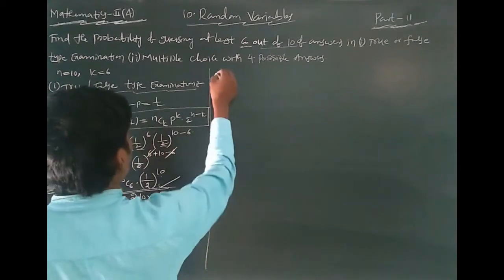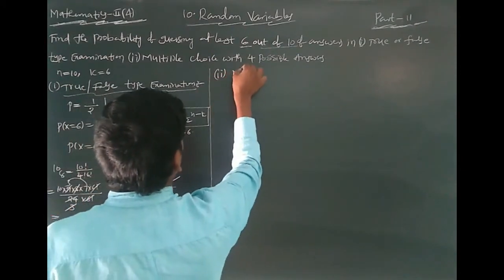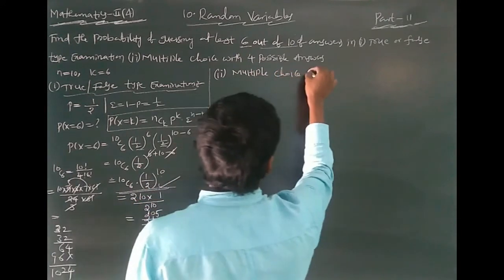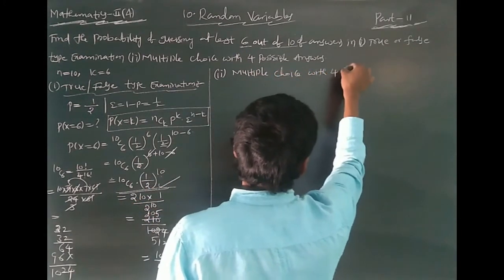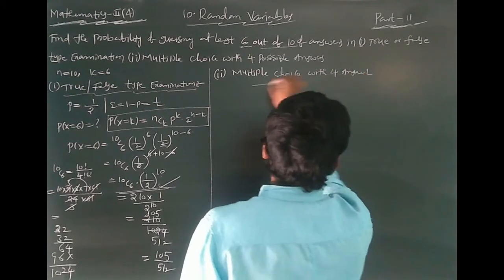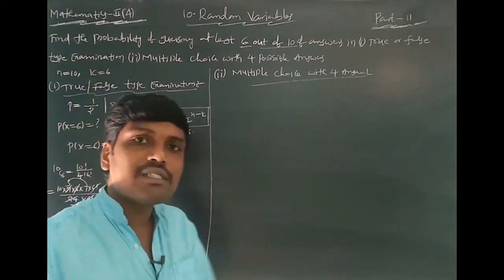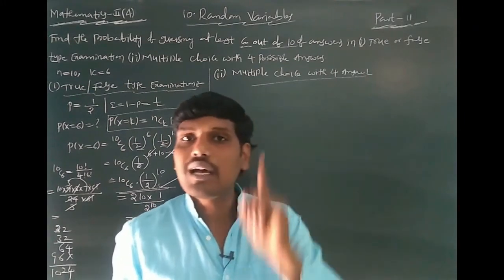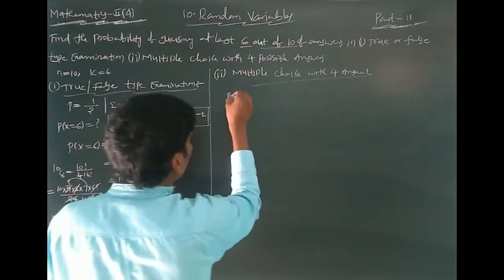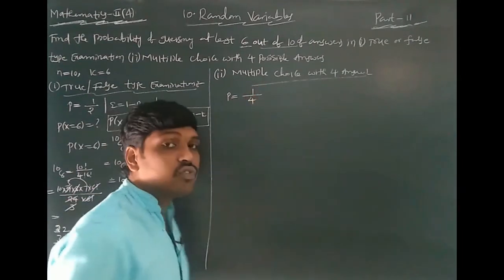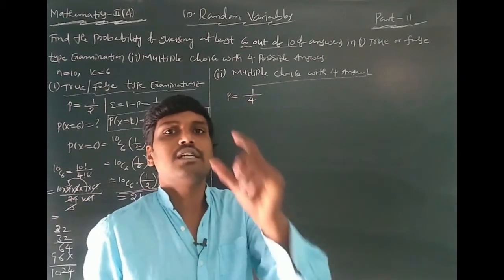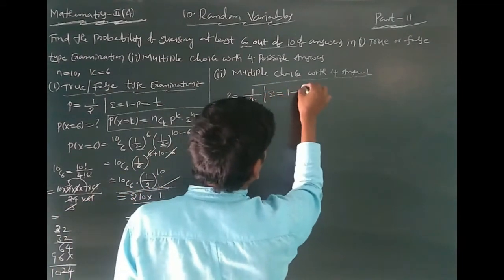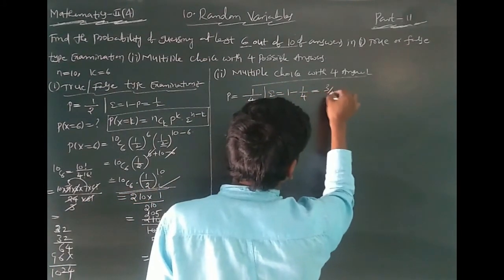After that, the second one. What is the second one here? Multiple choice with the 4 answers. In this multiple choice, total how many answers? 4 answers. How many are correct? Only 1 answer is true. That's why the total is 4. In these 4 options, only 1 option is correct, so the success probability is 1 by 4. Similarly, the failure probability is 1 minus 1 by 4, that is equal to 3 by 4.